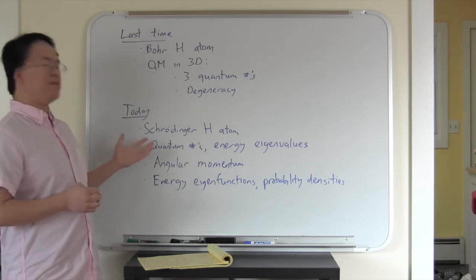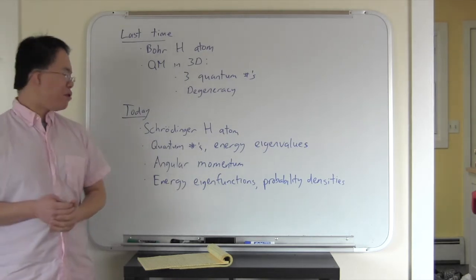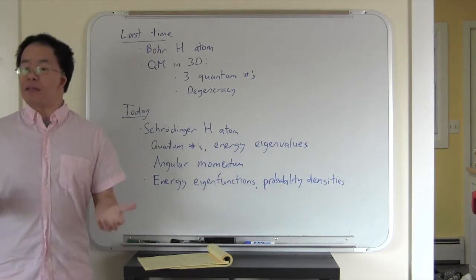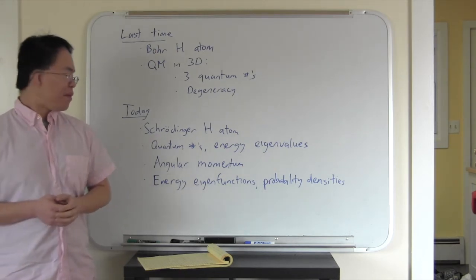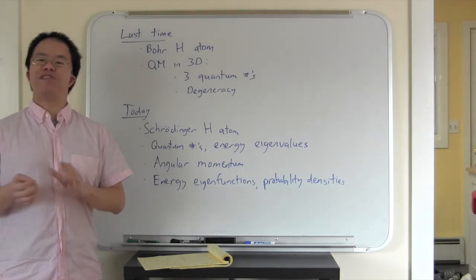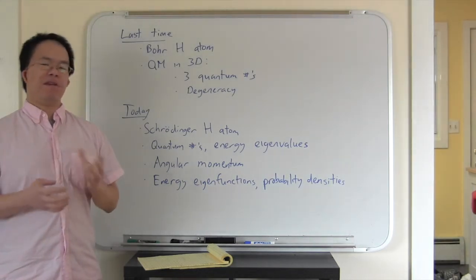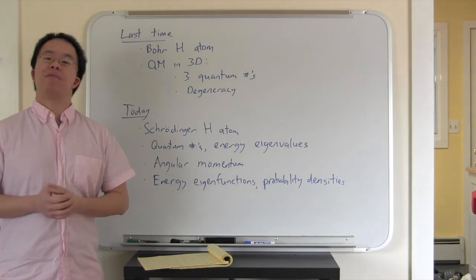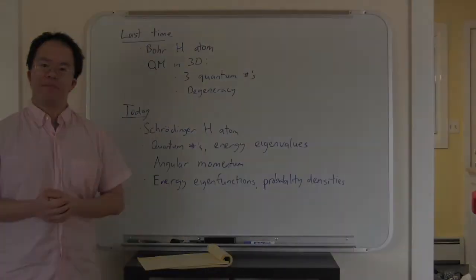We'll talk about the quantum numbers and the energy eigenvalues. We'll talk about angular momentum in the hydrogen atom. And then we'll take a look briefly at the energy eigenfunctions, try to get a little sense of what they look like, and also discuss the probability densities.